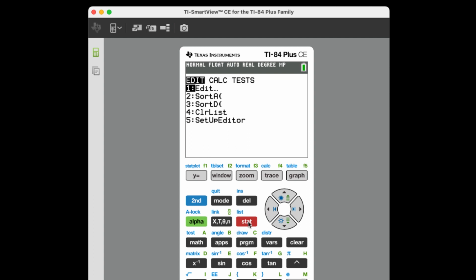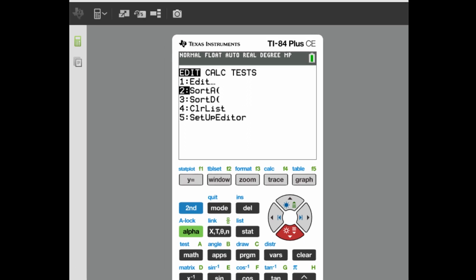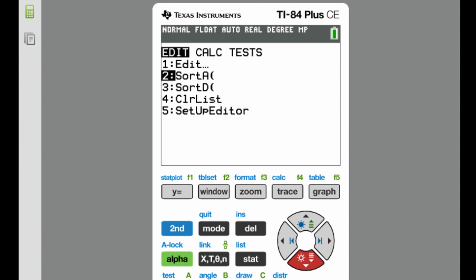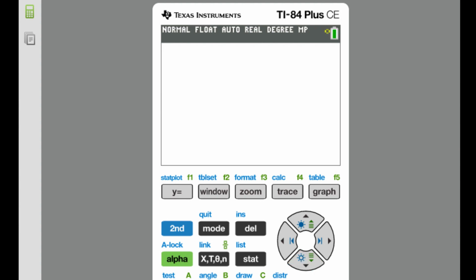Stat. Edit. Is that true? No. Go down to sort. You guys see the sort? See that there? We sort A. I don't even know what sort D does. It might sort from largest to smallest. But sort A, hit what? Enter. If I can find my mouse, hit enter.